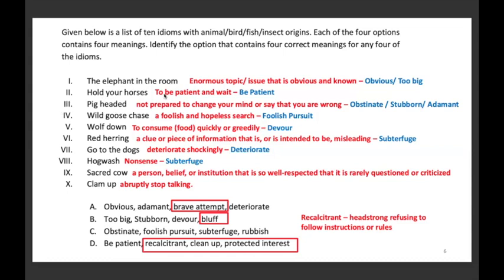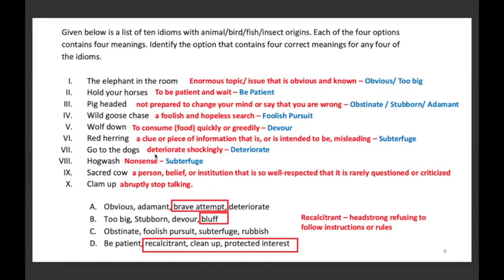Hold your horses means to be patient or to wait. Pig-headed means not prepared to change your mind or say that you are wrong, or you're stubborn, or obstinate, or adamant. Wild goose chase means a foolish and hopeless search or a foolish pursuit. Wolf down means to consume food quickly or greedily, or to devour. Red herring means a clue or information that is misleading, or subterfuge.